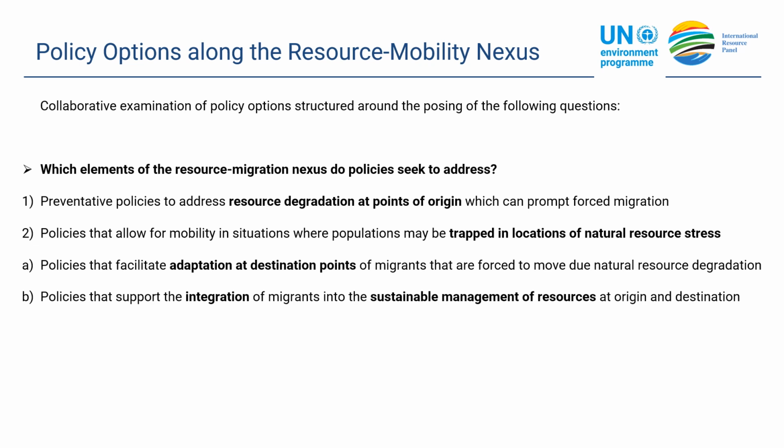We approached this issue from two key policy interventions, looking at preventative policies to address resource degradation at points of origin, and also focusing on trapped populations in locations of natural resource stress. There, we also had two subcategories focusing on adaptation at destination points, as well as integration of migrants into sustainable management of resources, both at origin and destination.